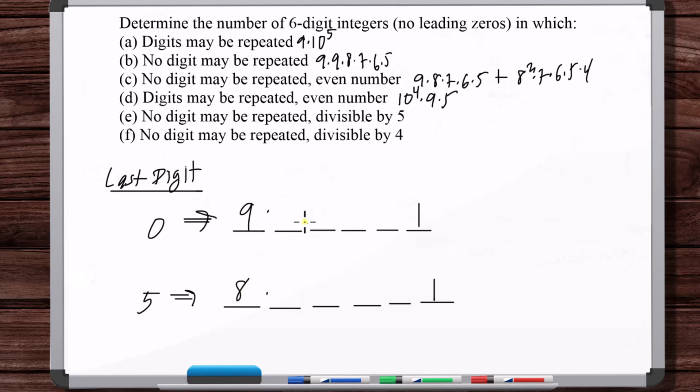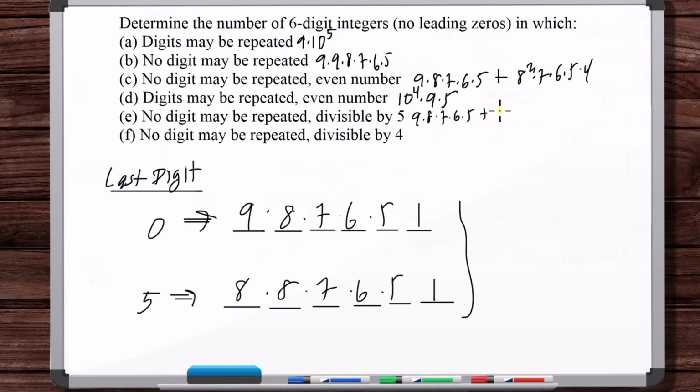Now, that leaves, no digit can be repeated. We've already taken up 2 digits, so 8 times 7 times 6 times 5. Here, no digit can be repeated. We've already taken up 2 digits, so same idea. So it's 9 times 8 times 7 times 6 times 5 plus 8 squared times 7 times 6 times 5.